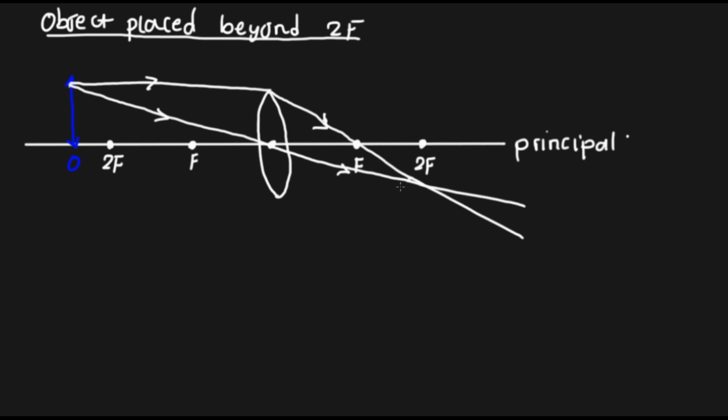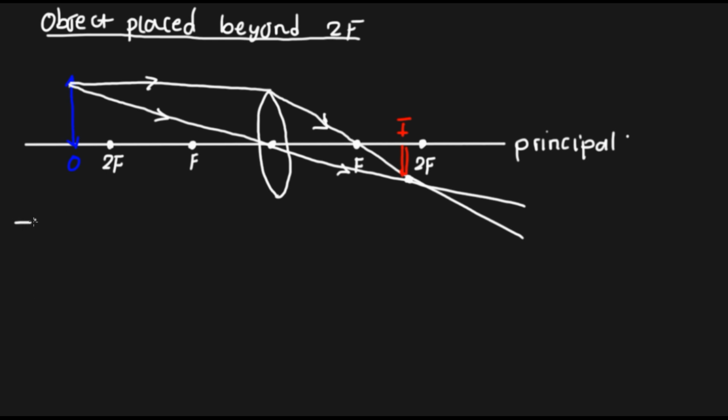It's not that straight, but because I'm using just free hands. Now if you use the actual scale and a rule, the image that will be formed will be between F and 2F on the other side. So this is our image. So that is what you have to do.